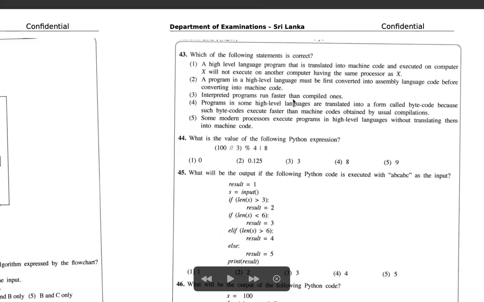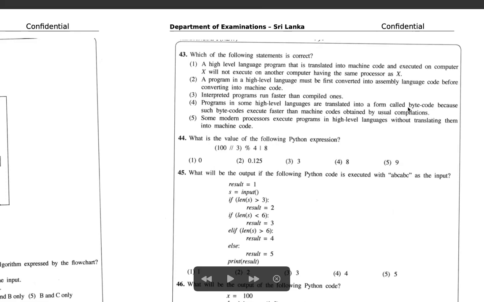Interpreted programs run faster than the compiled one. No, compilation is far faster than interpretation, the other way around. Programs in some high-level languages are translated into a form called bytecode because such bytecodes execute faster than machine code. No, bytecode does not execute faster. Machine code is the fastest. So converting to bytecode is true.